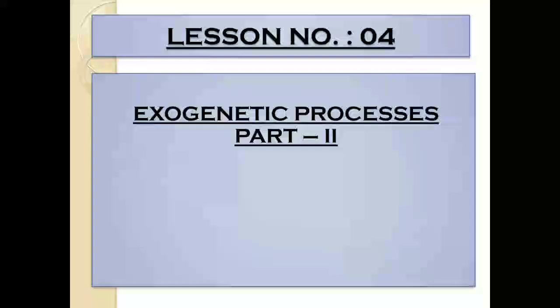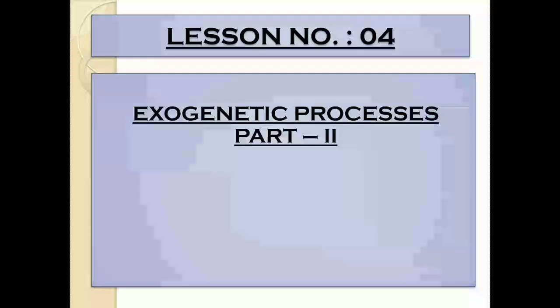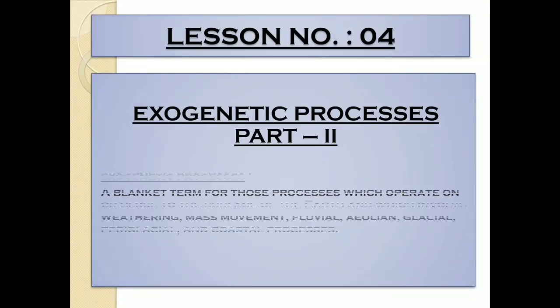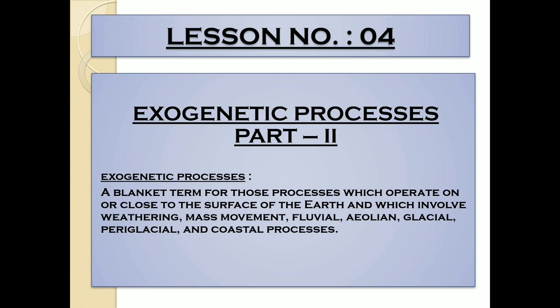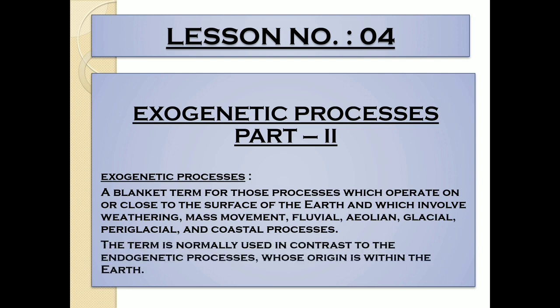So let's begin our lesson. Lesson number 4, Exogenetic Processes Part 2nd. Exogenetic processes are a blanket term for those processes which operate on or close to the surface of the earth and which involve weathering, mass movement, fluvial, aeolian, glacial, periglacial and coastal processes. The term is normally used in contrast to the endogenetic processes whose origin is within the earth.